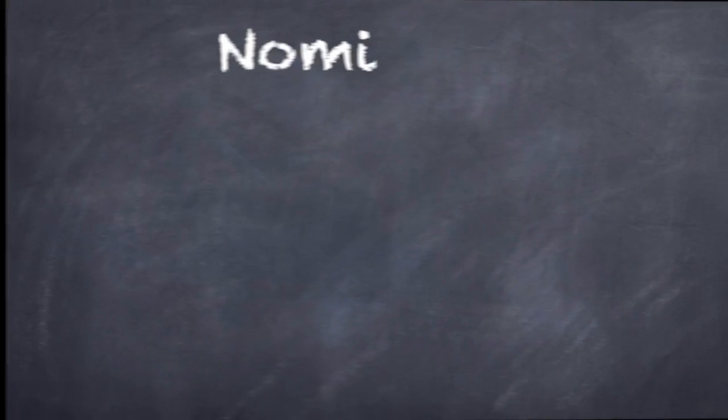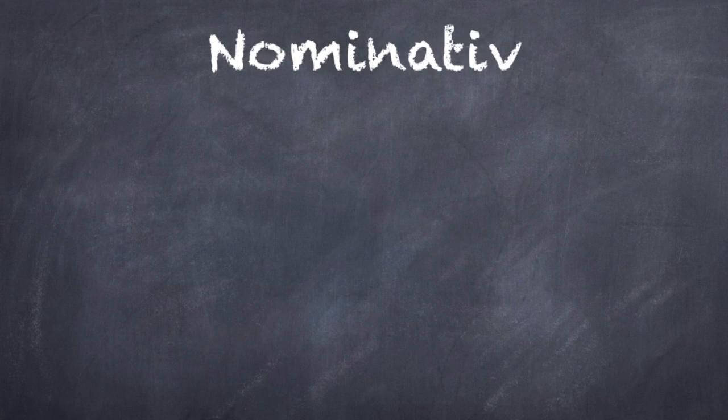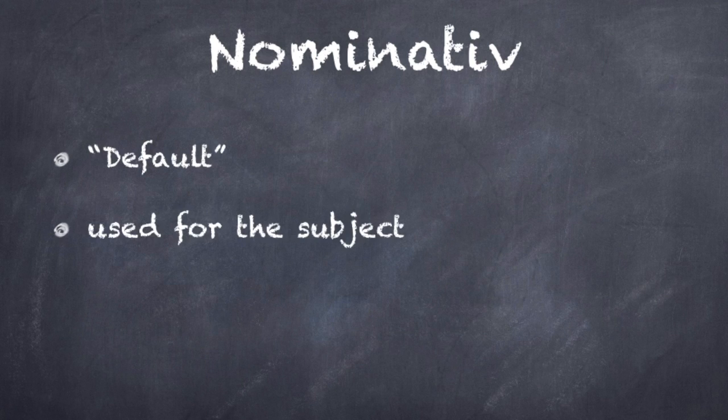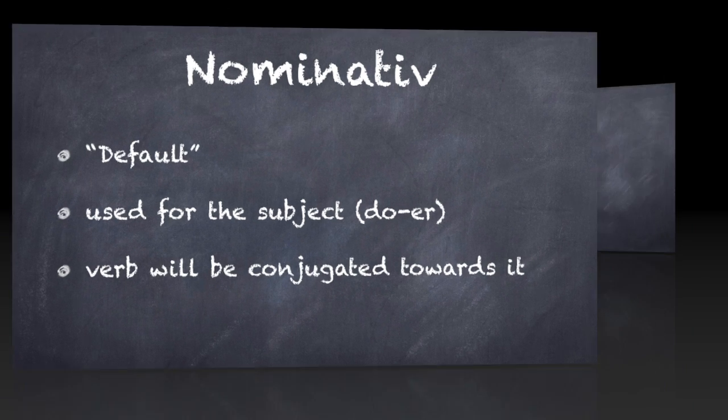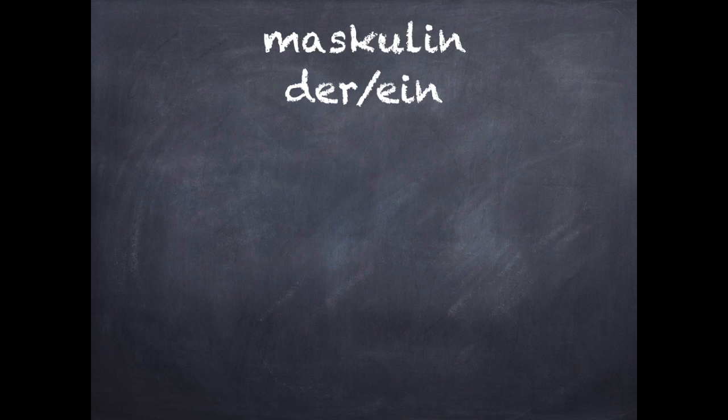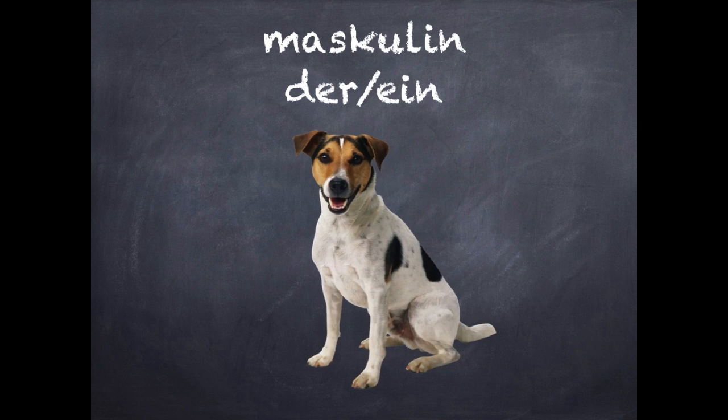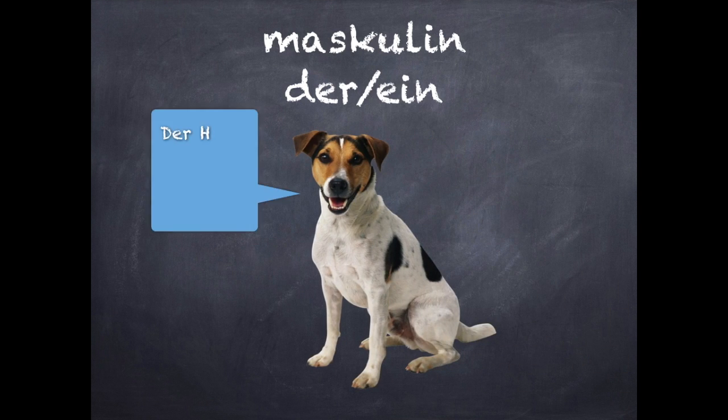So, enjoy. Der Nominativ is the first case, so we can kind of call it the default case. It's the one that you find in the dictionary. It's used for the subject, so the doer of an action, and the verb will be conjugated towards it. So we have the masculine, der or ein, for example, der Hund or ein Hund.